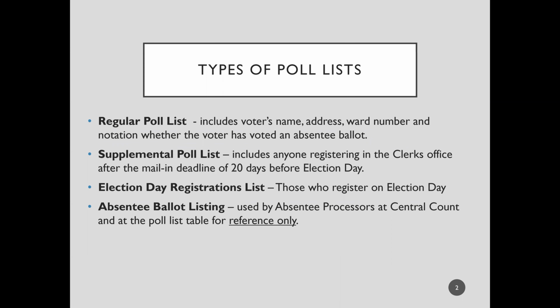First, we're going to go over the types of poll lists. There are the regular poll list, supplemental, and election day registration, and the absentee ballot listing. The regular poll list includes all of the voters' names, addresses, ward number, and notation whether the voter has received an absentee ballot or returned one. The supplemental poll list includes anyone who registered in the clerk's office after the mail-in deadline of the 20 days before Election Day. The Election Day registration lists are those who register on Election Day, and the absentee ballot listing is used by the absentee processors at Central Count and is at the poll listing table for reference only.